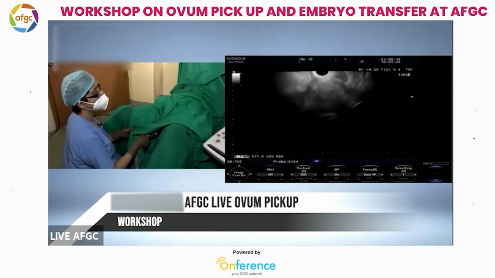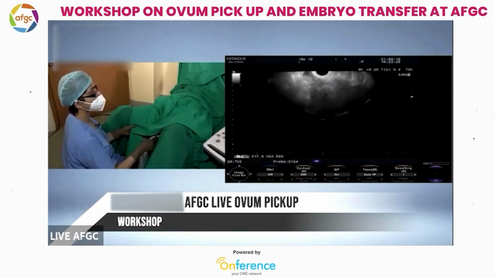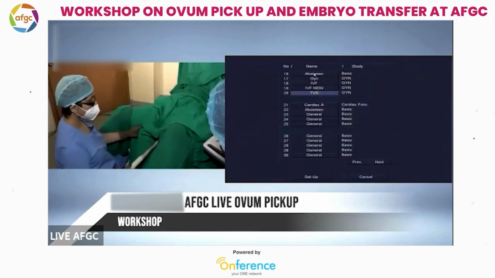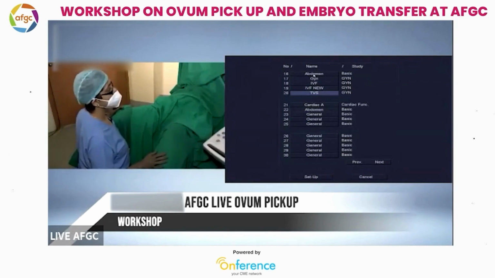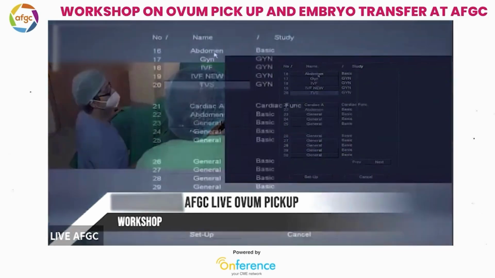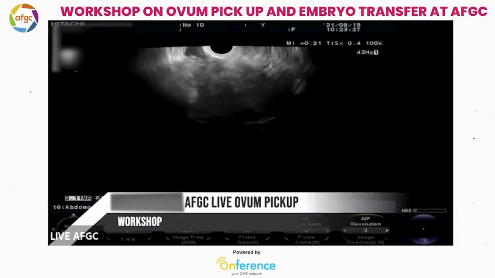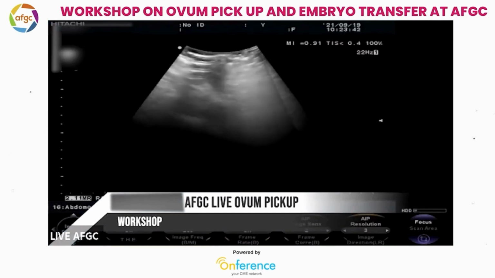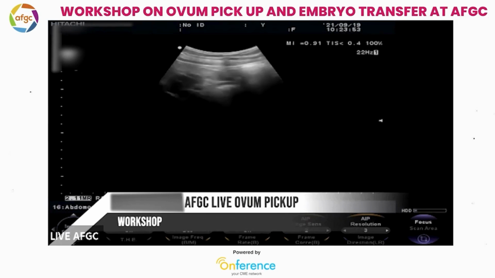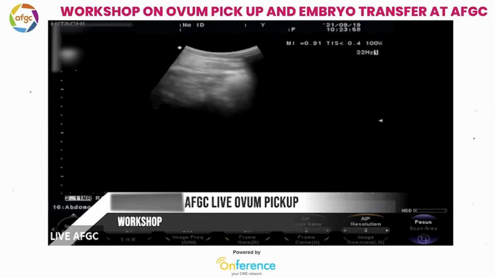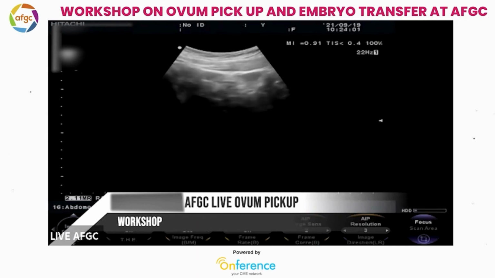Now, can we change the settings to trans-abdomen? Only ultrasound? Just from ultrasound, we are checking on the tummy to see the fibroid, only ultrasound. And there is presentation.